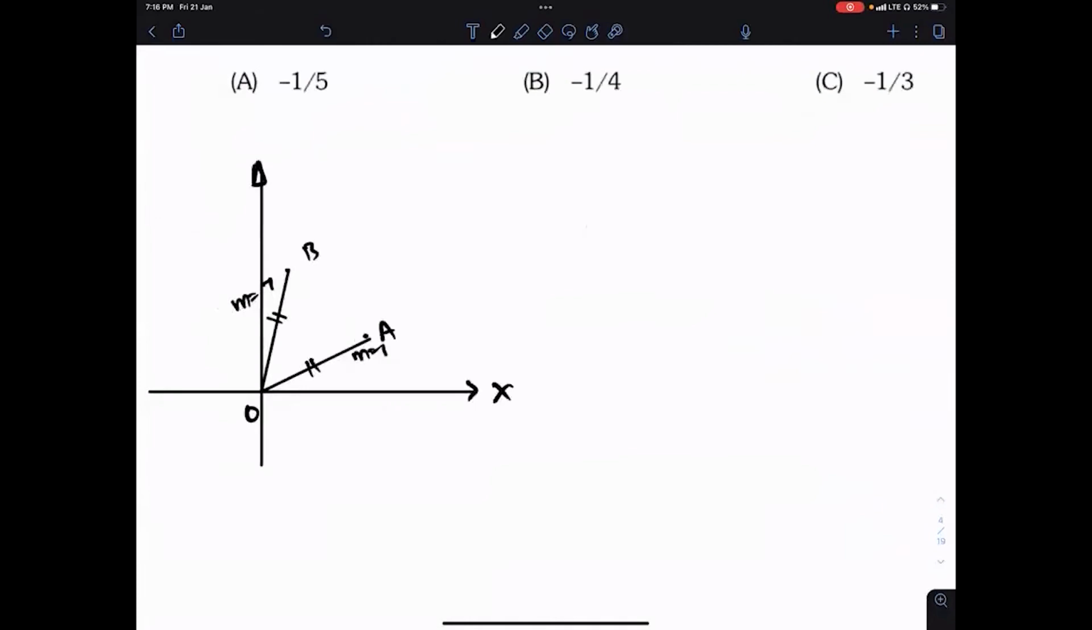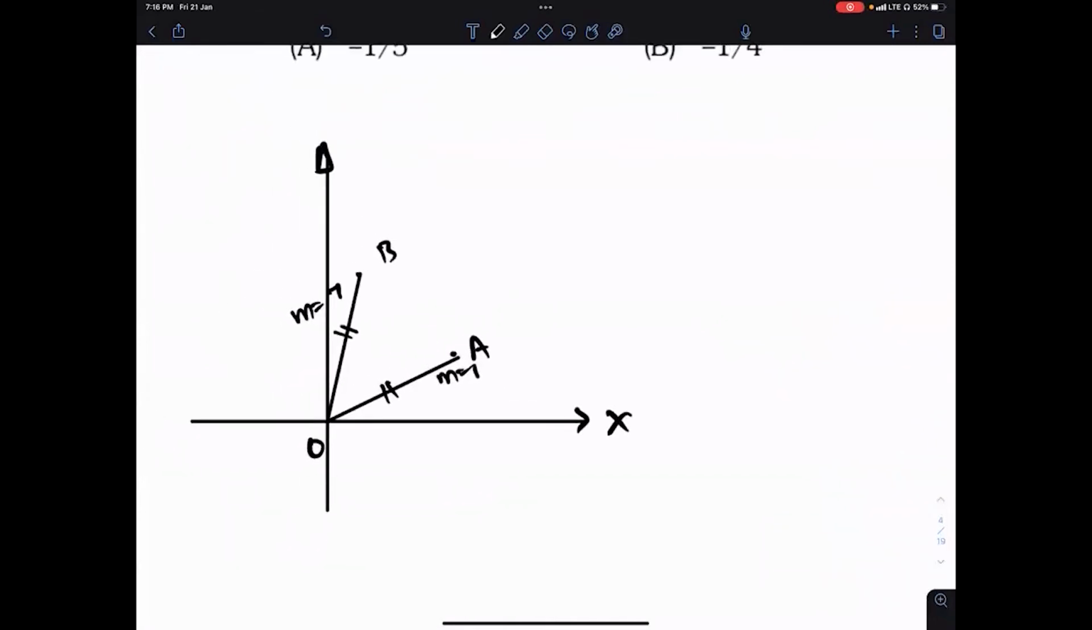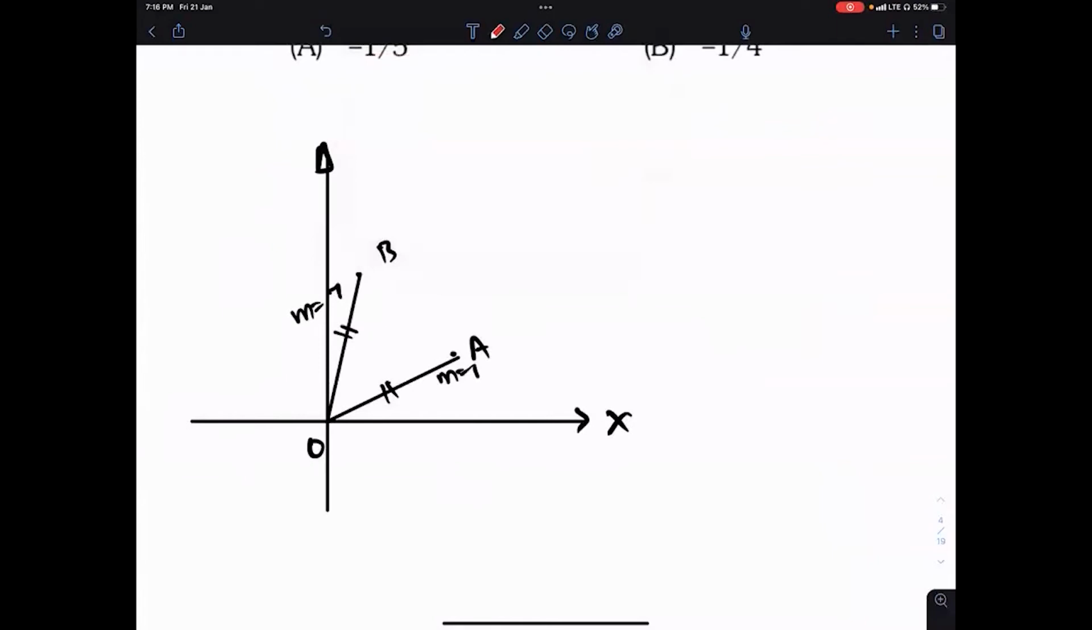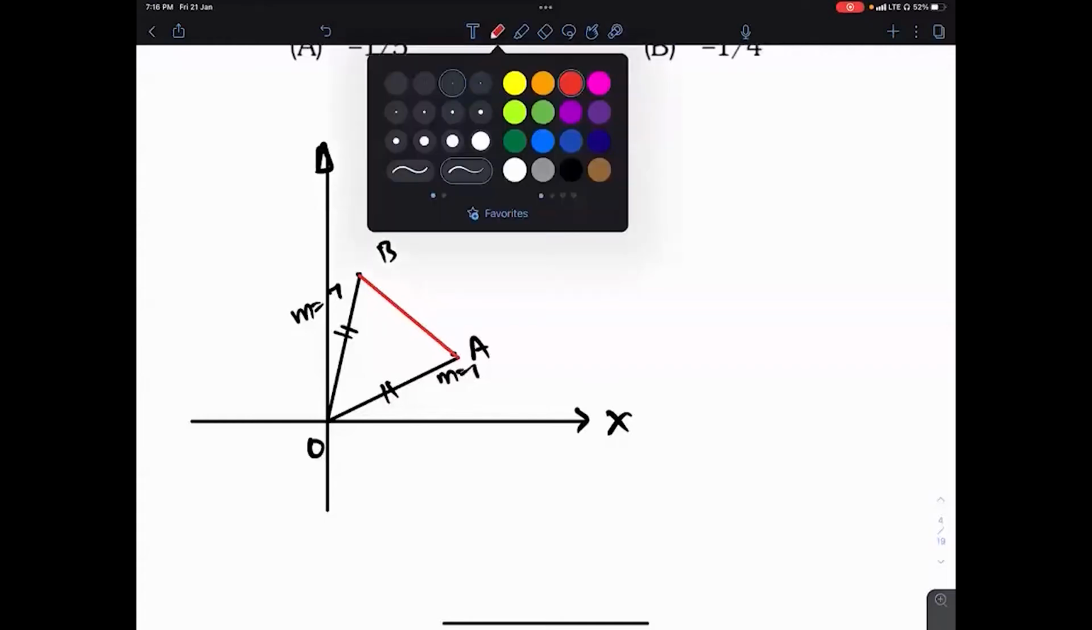There are two methods to solve. First, you guys think for a moment. They have given the slope of OA. They have given the slope of OB. And they are saying OA and OB lengths are the same. Then you need to find the slope of AB. Okay. Fine. Let's see.